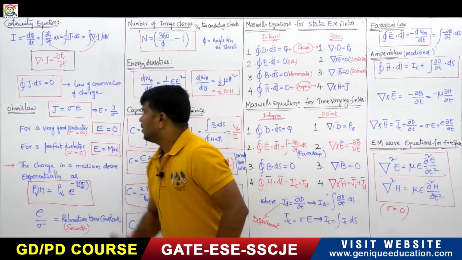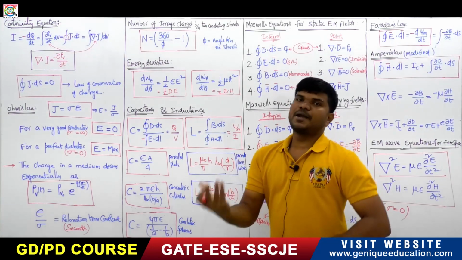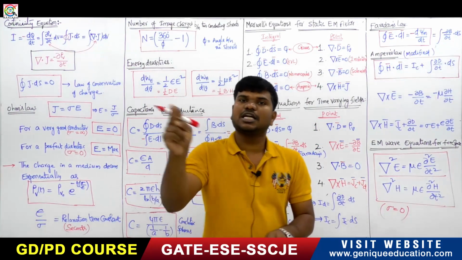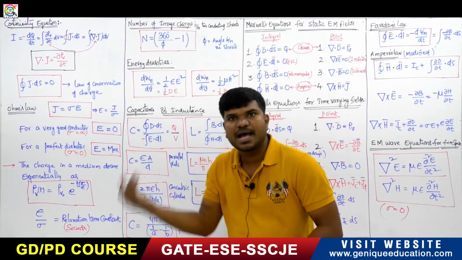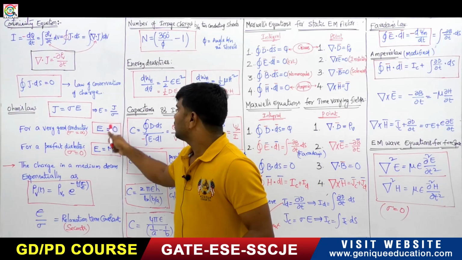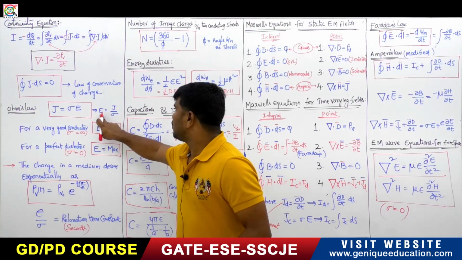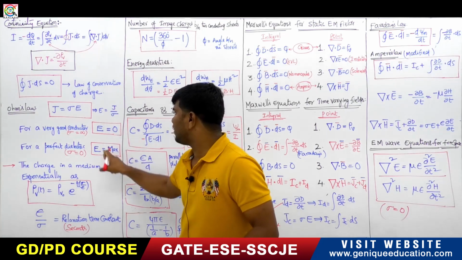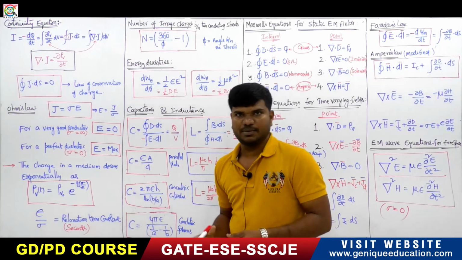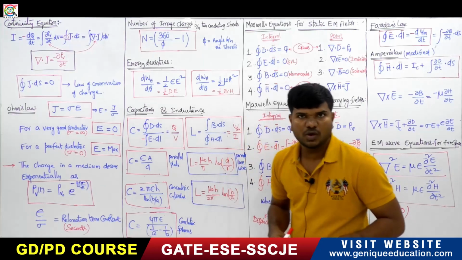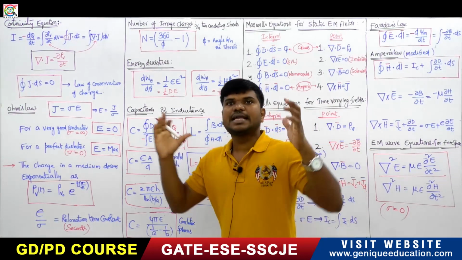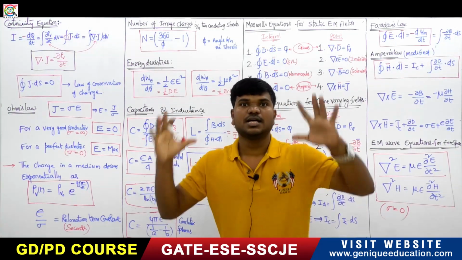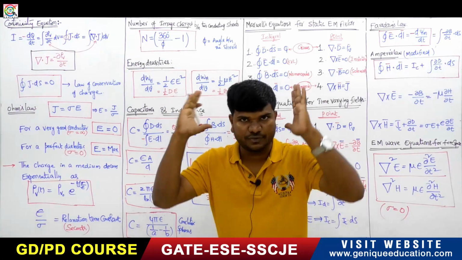Suppose you take the perfect dielectric. So what is meant by perfect dielectric? Perfect dielectric means the conductivity sigma is equal to 0. If sigma is 0, what happens? E will be maximum. So E is equal to J divided by 0 means it will give you infinity, so I am writing here maximum. Okay, so if there is a perfect dielectric, definitely there exists a maximum electric field.